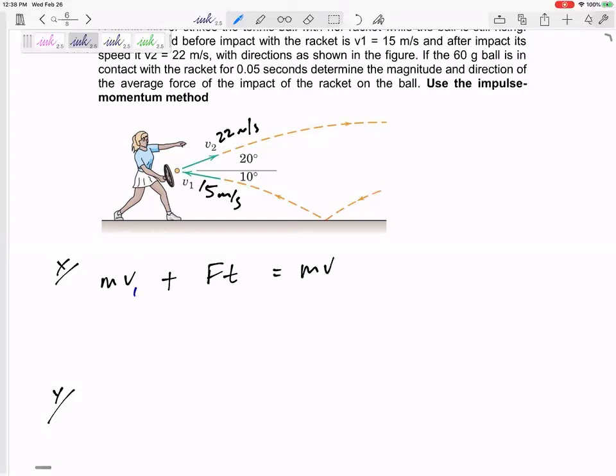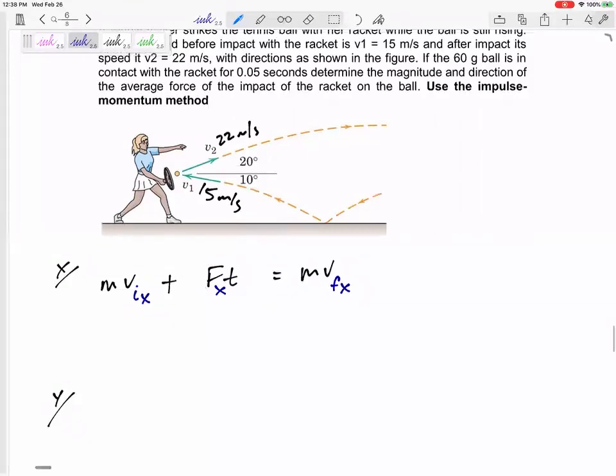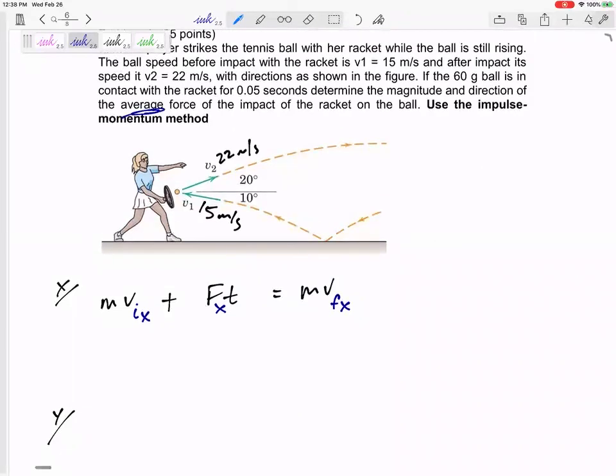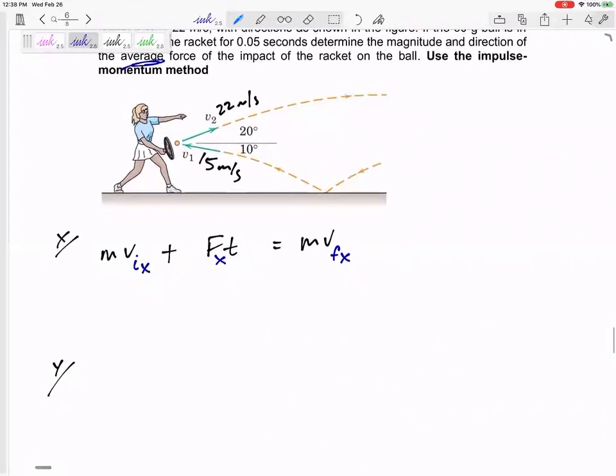So this is initial, and this is final. And this is X, X, X. I'm only looking in the X direction. Now, I can only use FT if it's a constant force times time, or in this case, it wants to know the average force. So yeah, I can just take the force times the time. I don't have to integrate, don't have to do integral FDT or anything like that.